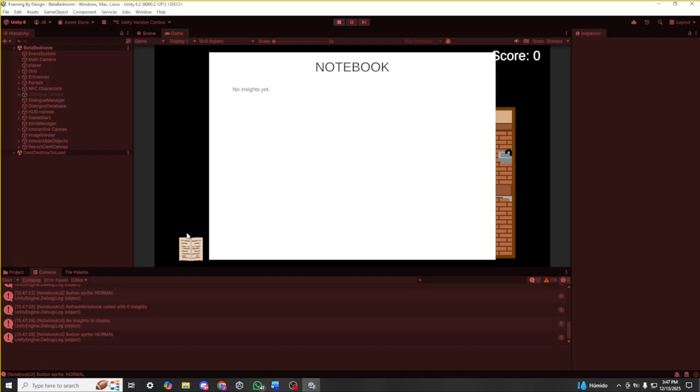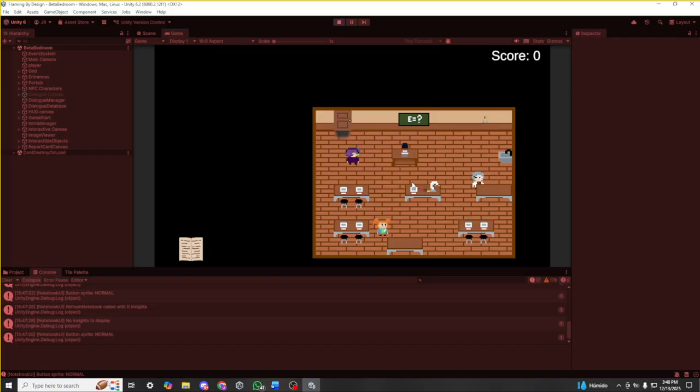So, for example, in this notebook, we're thinking of making a notebook with tabs on the side for each NPC, where the player is able to scroll through in order to see all the insights they received from each NPC, so that they don't receive all the insights in just one page.